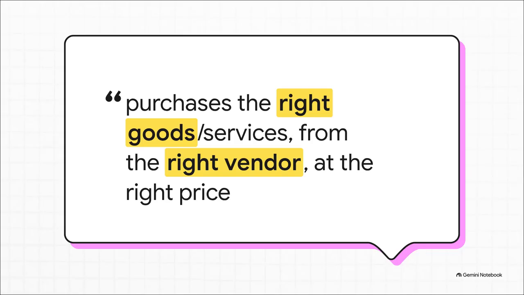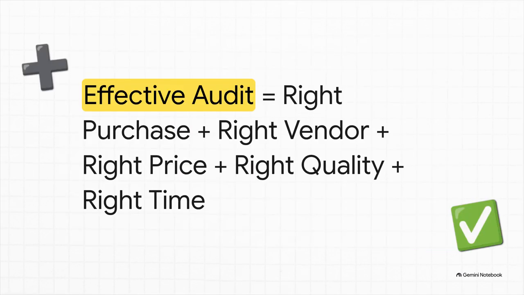Ultimately, it all boils down to this. A strong procurement process with effective controls ensures that your organization purchases the right goods from the right vendor at the right price, in the right quality, and at the absolute right time. It's basically a math equation, as our source material outlines. An effective procurement audit equals the right purchase, plus the right vendor, plus the right price, plus the right quality, plus the right time. So, I want to leave you with a question to really think about. If you were to audit your own organization tomorrow morning, would your internal controls successfully balance this exact equation, or would you find out that your assets are completely exposed?